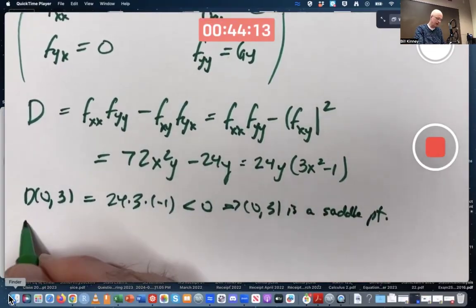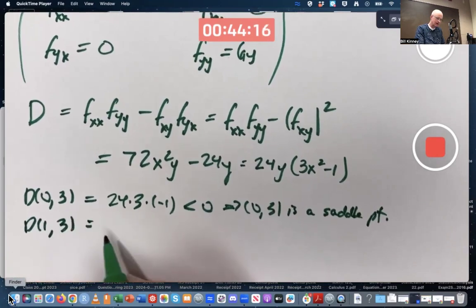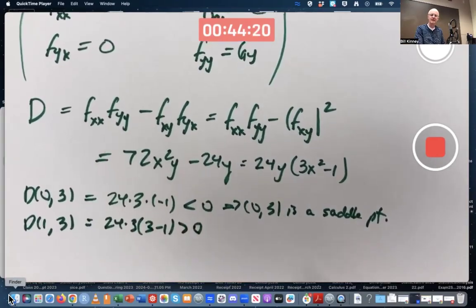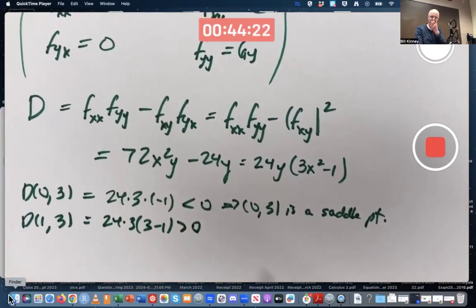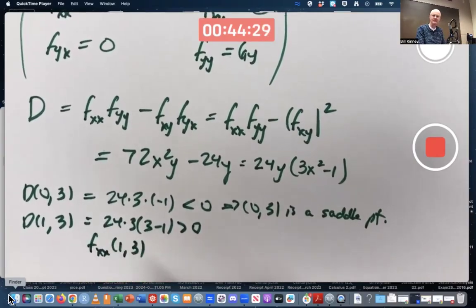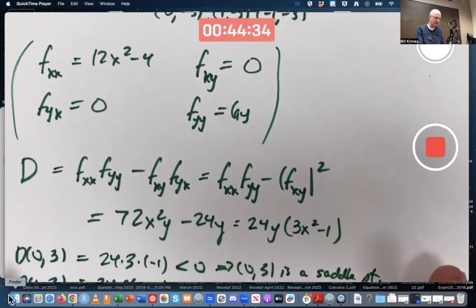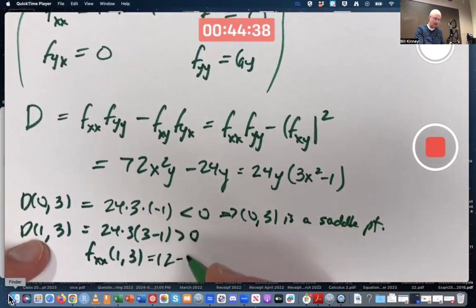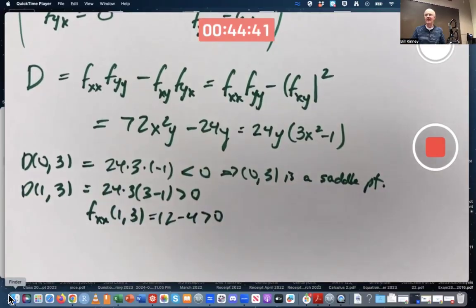Next critical point, 1, 3. You get 24 times 3 minus 1, which is positive. So it's not a saddle point. Is it a max or a min? Plug the point into fxx as well to figure out if it's a max or a min. If you do so, fxx is 12x squared minus 4. You get 12 minus 4, which is positive. Effectively, what that ends up meaning is the graph is concave up near the point. It's a min.